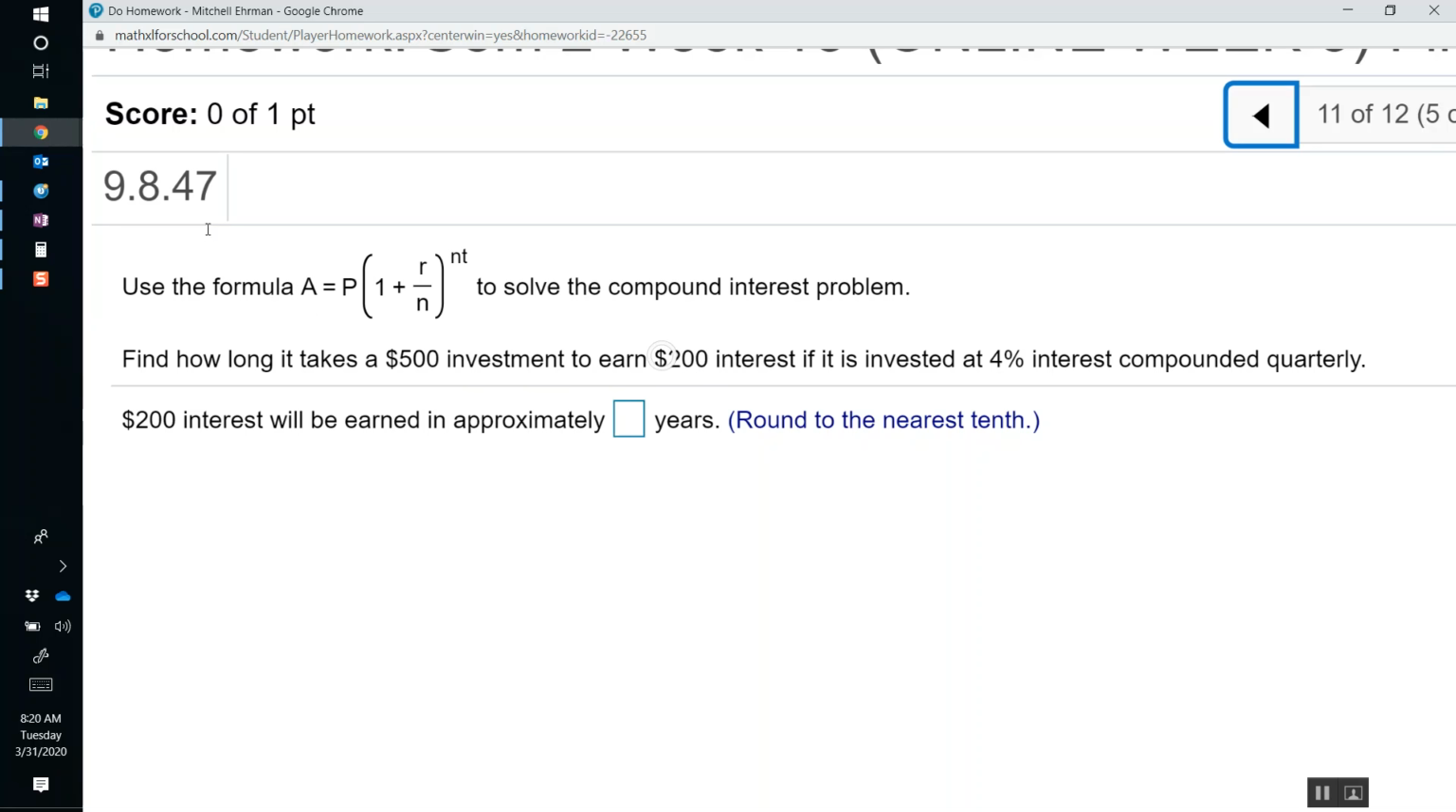Not 200 itself, but again, the principal, or what we started with, is going to grow to a total amount of $700. The R value is 4%, but we'll write that as a decimal instead of a percentage. And we're compounding quarterly this time instead of monthly. And there are only 4 quarters in a year rather than 12 months in a year. So our N value is going to be 4.